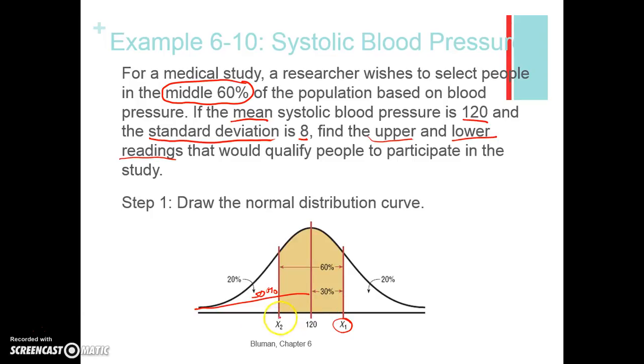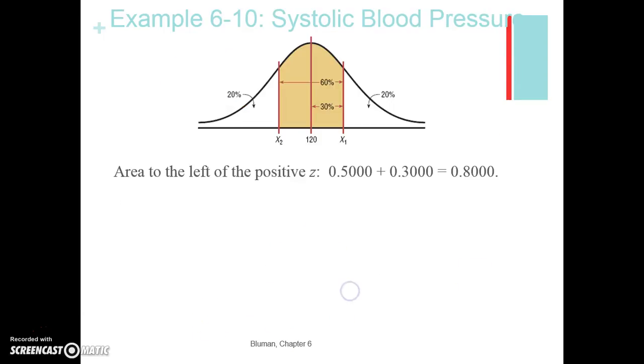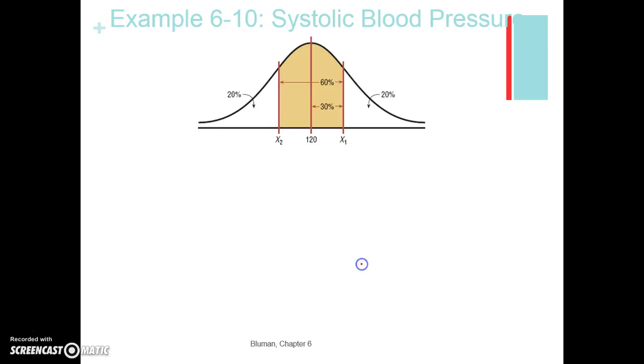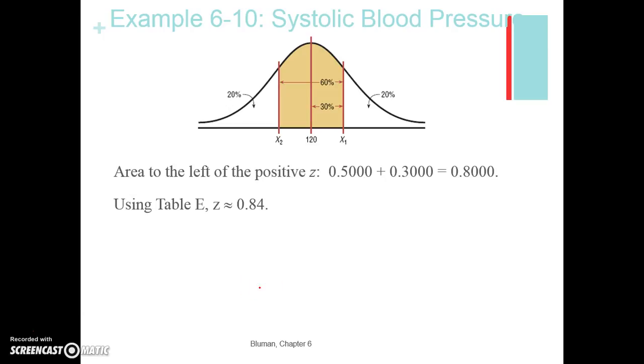And then when I'm looking up this one over here, this x2, we know we're only looking up that left side. So let's go ahead and do that. So we know that this entire area is 80%. So we're going to go in the middle of that table and look for the closest value we can come to of 0.8. And that's 0.84, so approximately about 0.84. All right, so we've got this value here as 0.84.